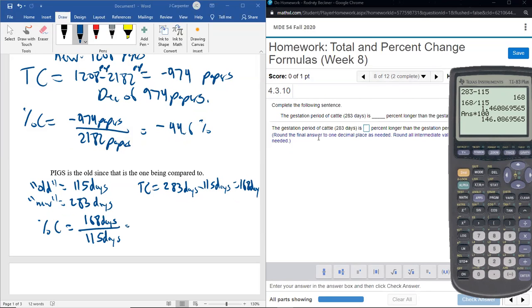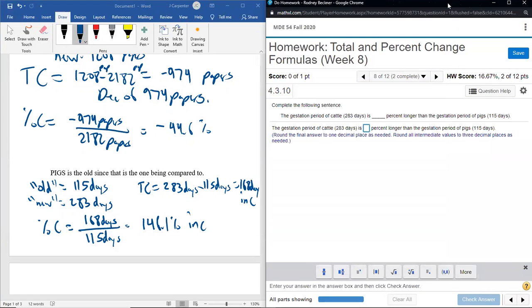They say to round the answer to 1 decimal place as needed. We're going to pay attention to the instructions. So that would be 146.1%. And that's a positive number, so that's an increase. Both of those were an increase. So the cattle, in comparison to the pigs, have an increase of 168 days in gestation period. As a relative change, as a percent change, that means it's 146.1% more than the pigs. It's not saying it's 146% of that value, it's more. That's the increase in it.